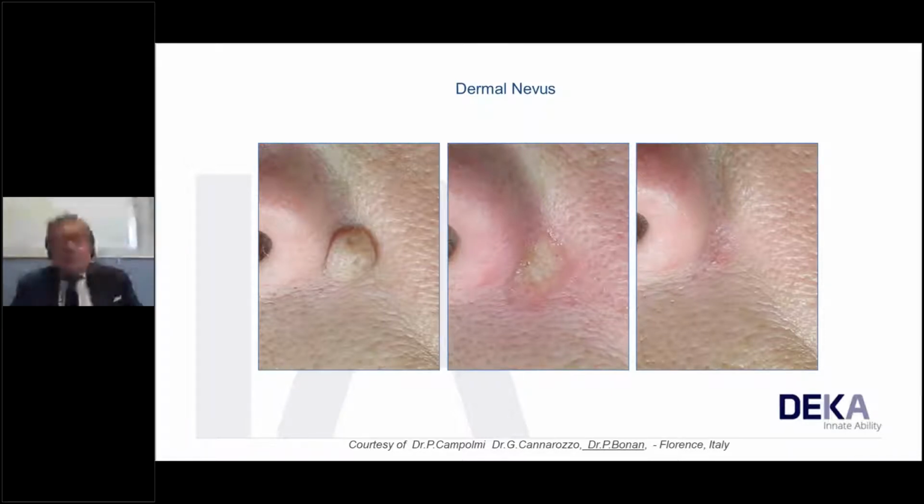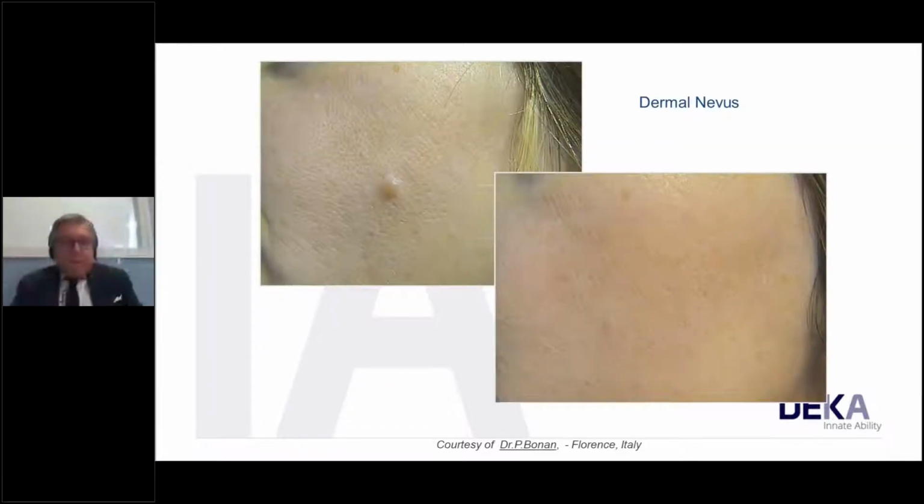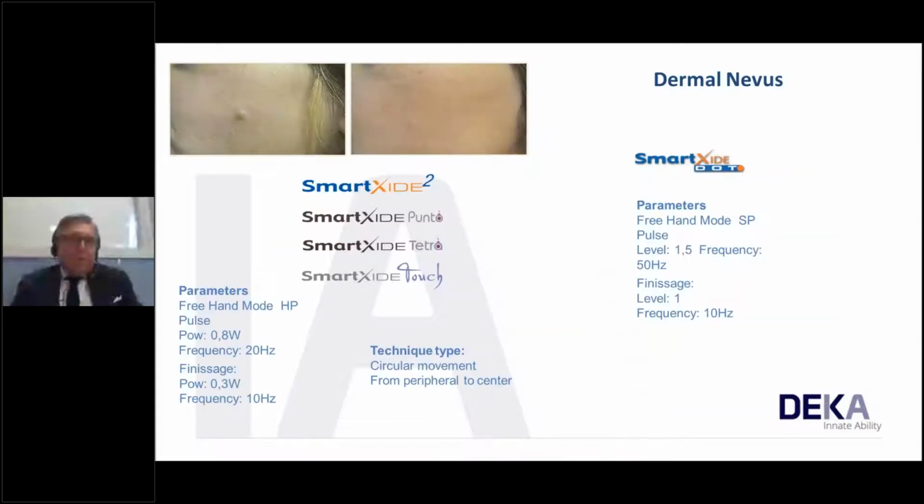The dermal nevus of the middle of the cheek, a very, very delicate area, because we are in the middle and it is evident. So we use these parameters with the new one, freehand mode HP, 0.8 watt as a power and 20 Hz as a frequency. With the previous, we use SP pulse and 1.5 level and 50 Hz as frequency.